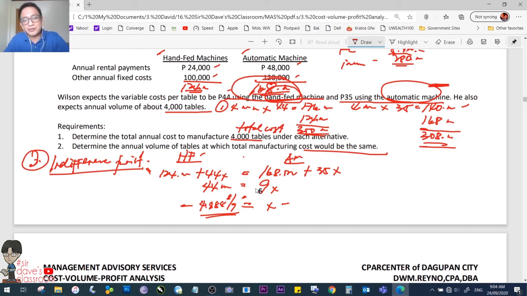But if you think the production would be short of 4,889, the correct decision would be to choose the alternative with the lower fixed cost, which would be hand-fed.